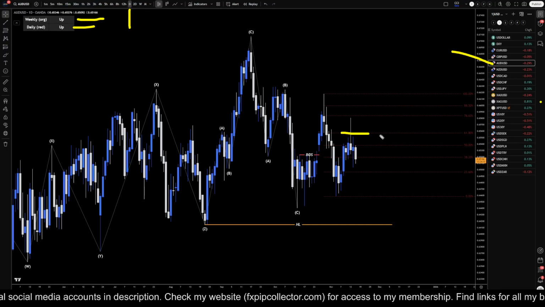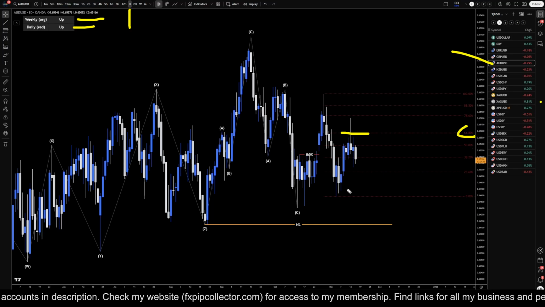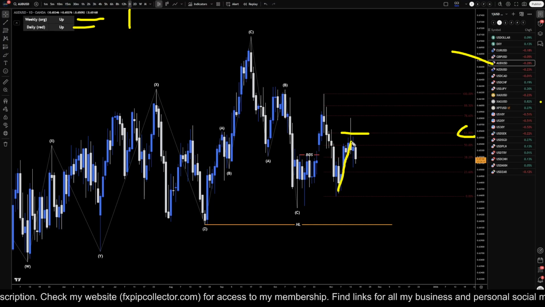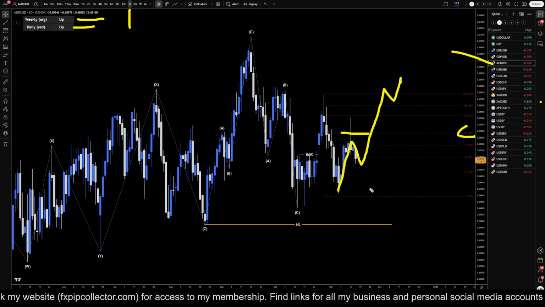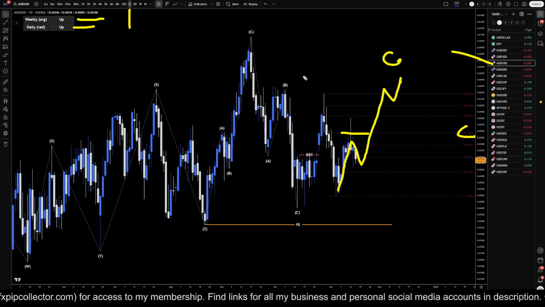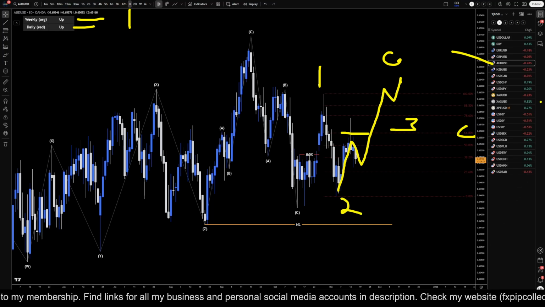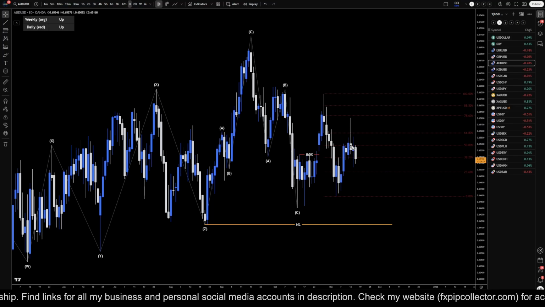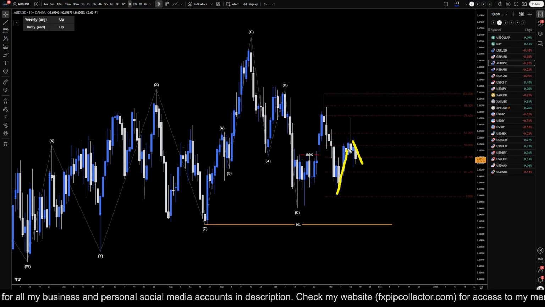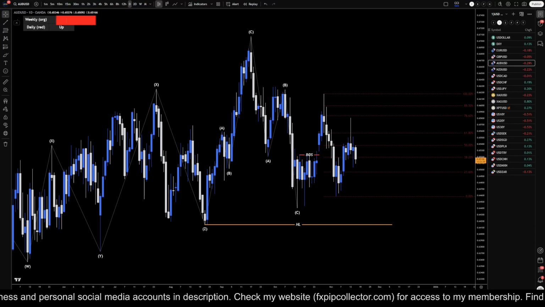Now, we did have a big spike right at this 61% fib, but you would expect this to either be a 1, 2, 3, 4, 5 of wave C, or maybe even a wave 1, a wave 2, and a wave 3. So I would expect to see more pushes to the upside. I would expect this push down to likely just be a pullback to the last impulsive move up.